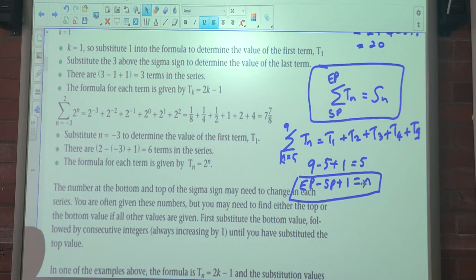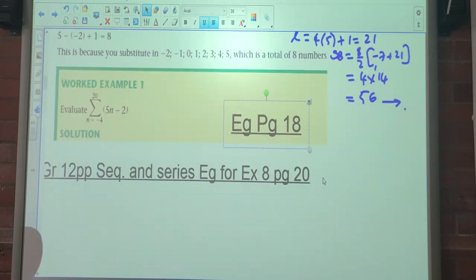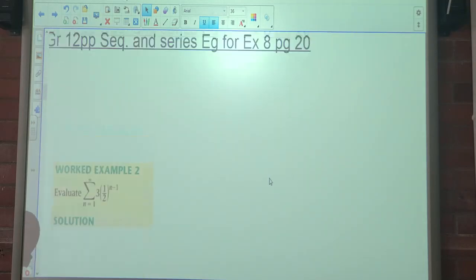Then we counted. How do we actually know the number of terms in the series? We say it's the ending point minus the starting point plus 1. It's vitally important to remember. Okay?